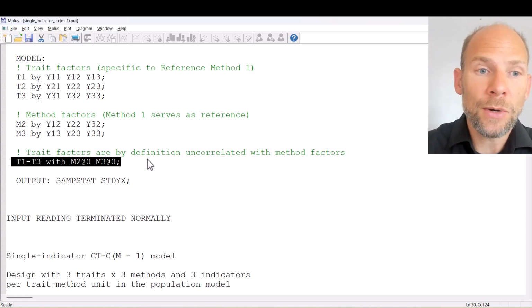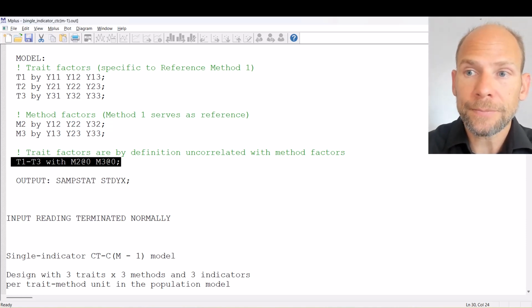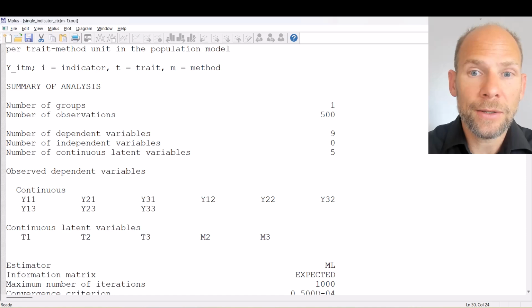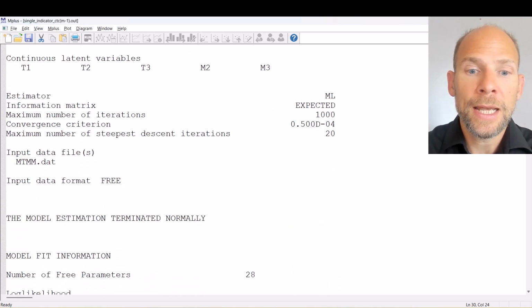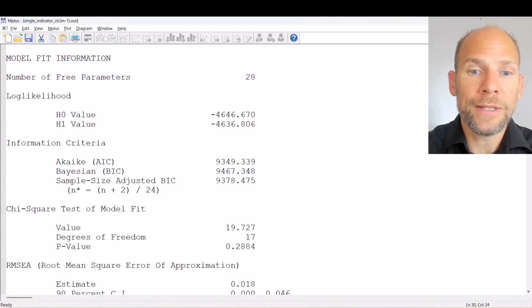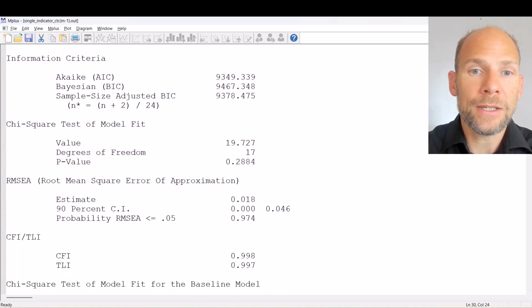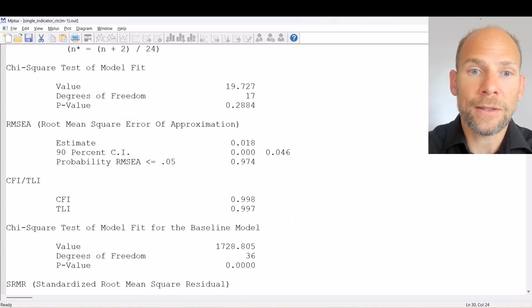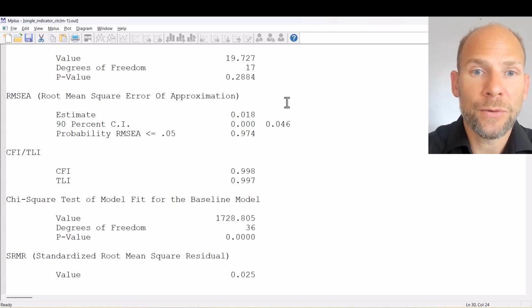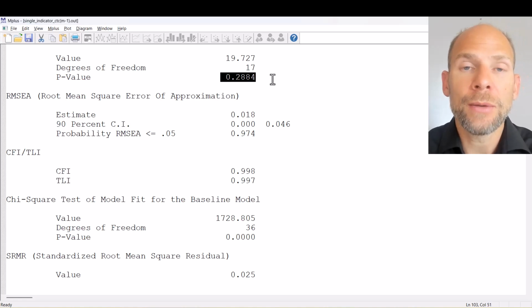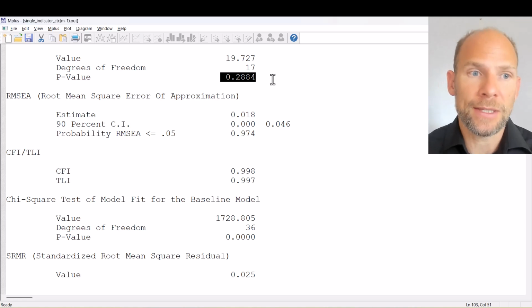So let's take a look at the output file. I'm going to scroll down here. You can see that this is based on a sample of 500 observations. When we take a look at our fit statistics, we can see that the chi-square fit statistic here is not significant at the 0.05 level. The p-value for our chi-square is 0.2884, as you can see here. So the model is not rejected at the 0.05 level, meaning it fits the data well.